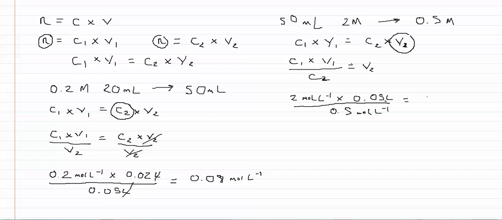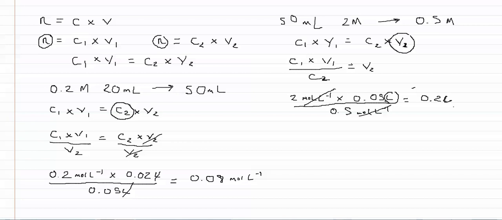we find this value is 0.2 litres. So again, in this case, the moles per litre on the bottom cancels with the moles per litre on the top to leave us with units of litres here. So 0.2 litres. That's our final volume.